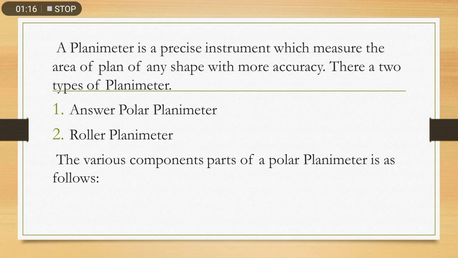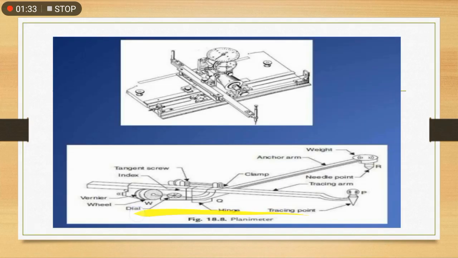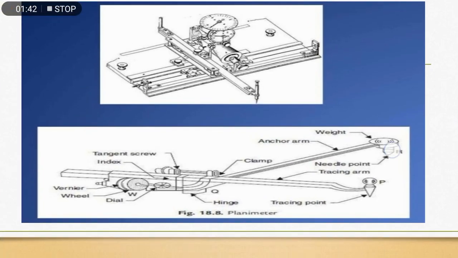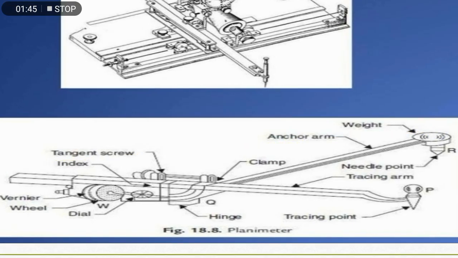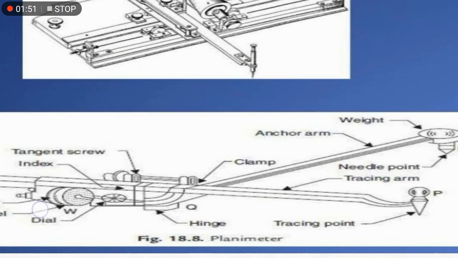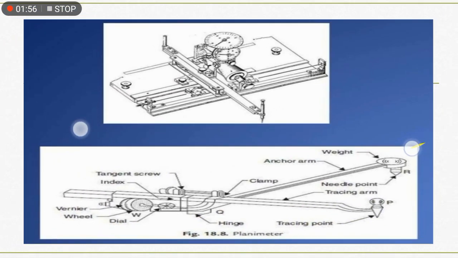The various components or parts of a polar planimeter are as follows. First, the tracing arm and tracing point; second, the anchor arm; third, the rotating wheel; fourth, the graduated drum, dial, and magnifier. So this is the polar planimeter diagram or picture. This side is the anchor arm, the tangent index screw, the dial. So let's continue.